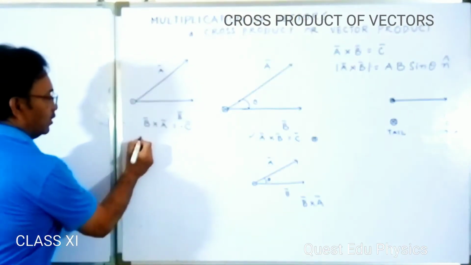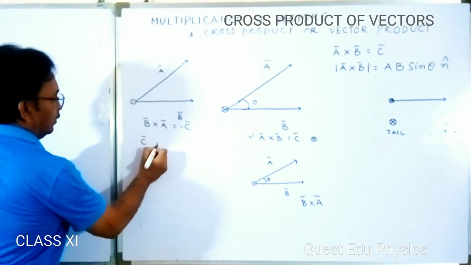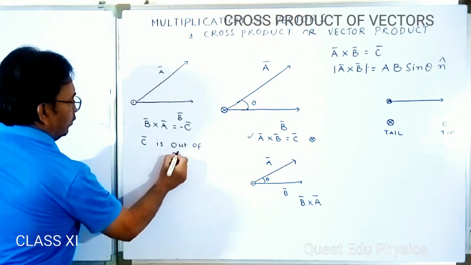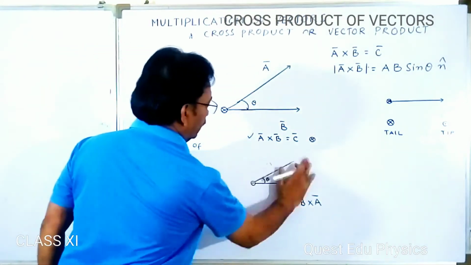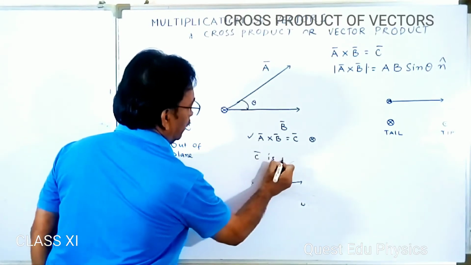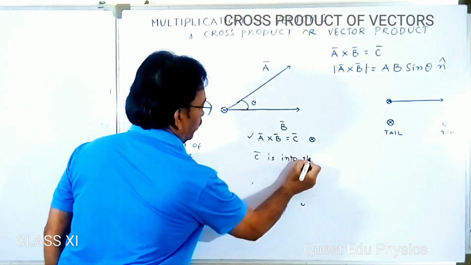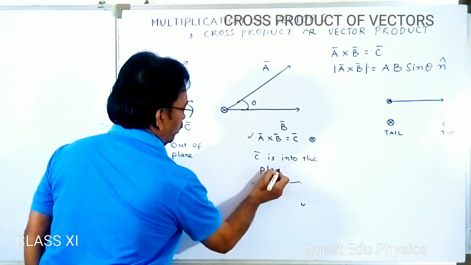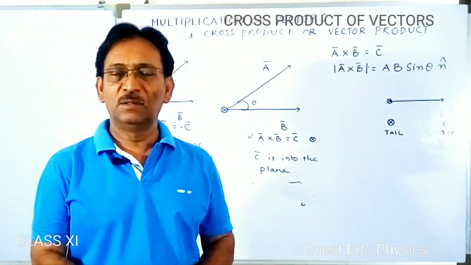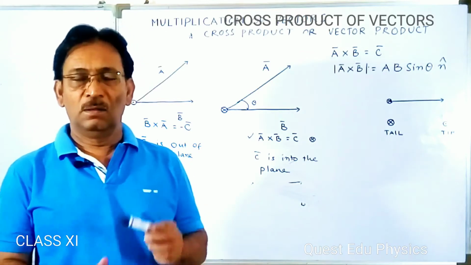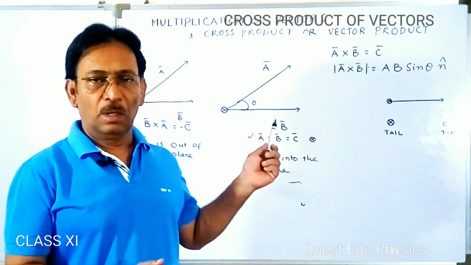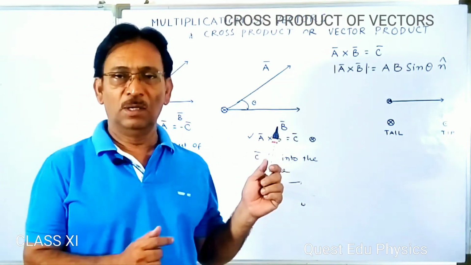Here, the resultant C bar is out of plane. Out of plane. And here, C bar is into the plane. It is the way to find out the direction of the two vectors which are multiplied in cross product method or vector product method.